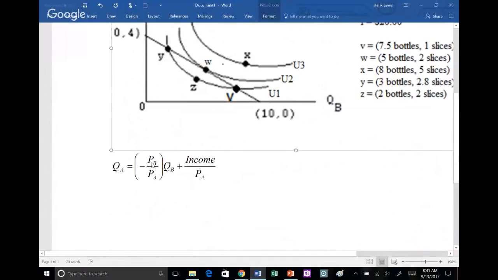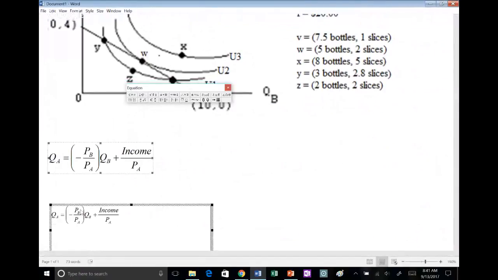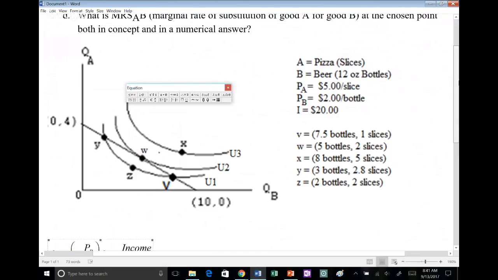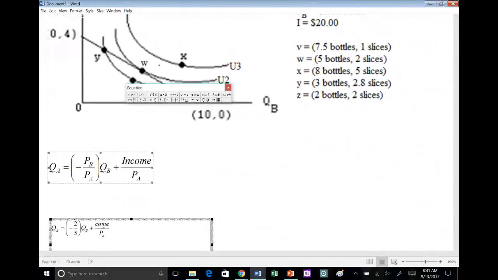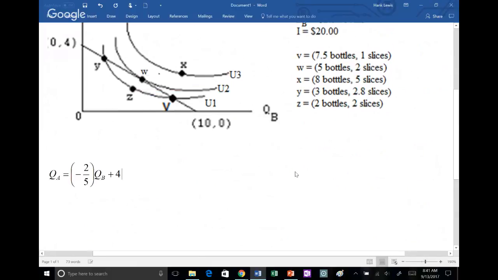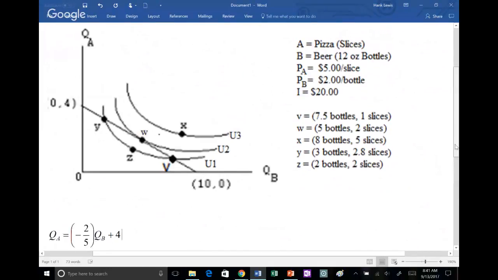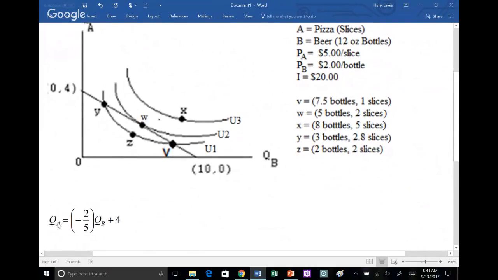Okay. We're going to replace the price of B with $2, but that's going to factor down to 2, and replace the price of A with $5. So that's going to be replaced with a negative 2/5, excuse me. Now, income, it was said it equals $20, and the price of A is $5. What's 20 divided by 5? That should be an old times table problem. Yeah, 20 divided by 5 is simply 4. So we replace that whole thing with 4. So your budget line equation here, using that formula, remember the QA and QB are the variables of the formula, is QA is equal to negative 2/5 times QB plus 4.